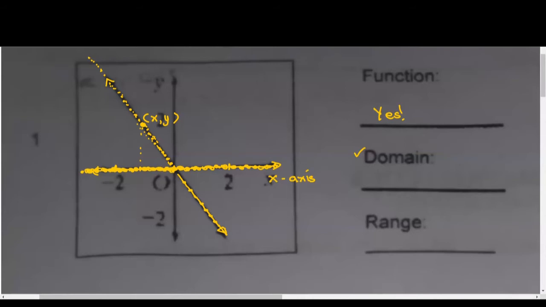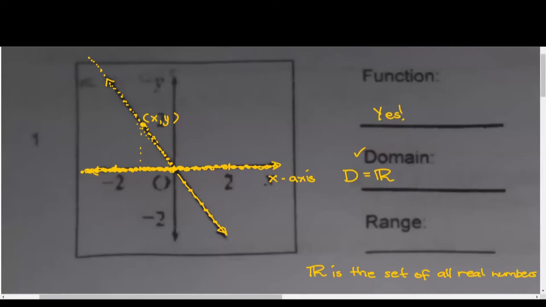So, therefore, the domain is the set of all real numbers. So, you may want to write the domain is the set of all real numbers. Ito yung notation na ginagamit or symbol for the set of all real numbers. Let me write here. This symbol is the set of all real numbers. All right?